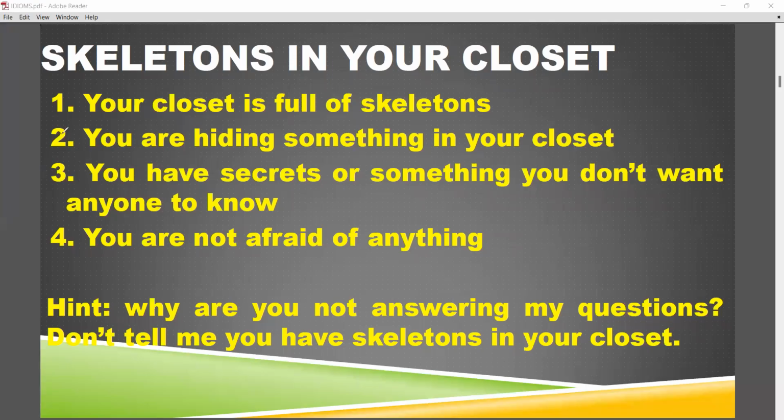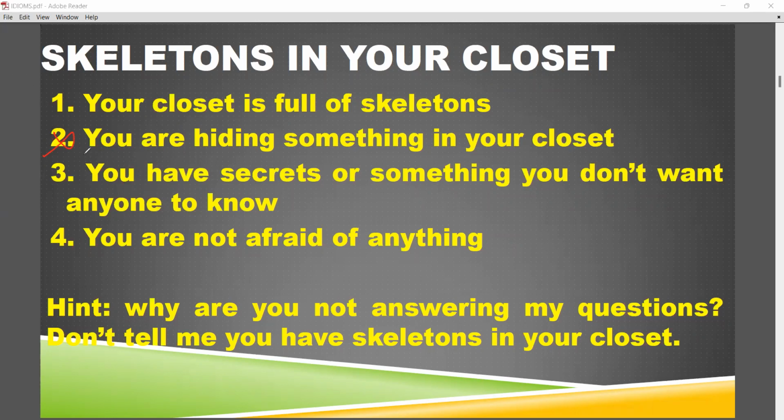So you are hiding something in your closet? Not exactly. Okay, this is skeleton in your closet, and you're hiding something in your closet. Not exactly, because the words are not taken literally. They're not taken word by word. So the closet, there is some other meaning to it.